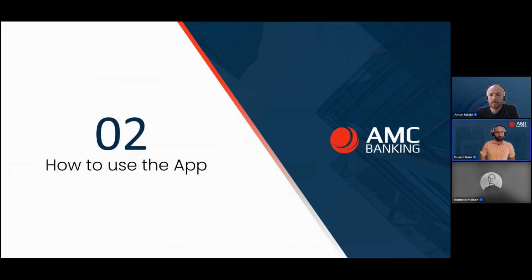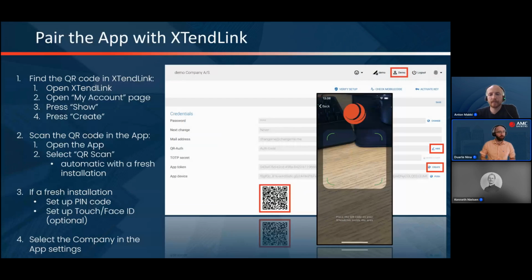So how do you actually use the app, and what are the features? First of all, you need to pair the app with Excelling, and for that you open Excelling and you open My Account page by clicking your name. You then press the button called Show over here, and then you'll have something called the app token where you can create. When you press this create button, a QR code will appear.